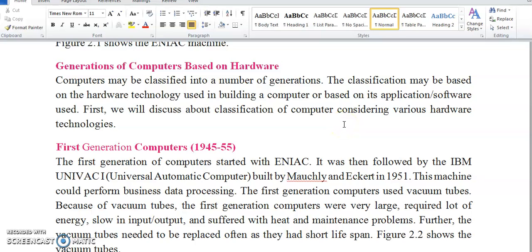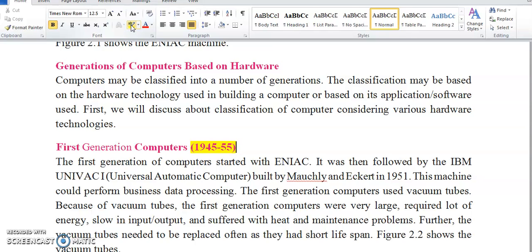So first we will discuss the classification of computers considering various hardware technologies. I hope you are aware of the hardware, the parts of a computer which we see and touch. This is a simple definition. First generation computer. Each generation has its own specific period.